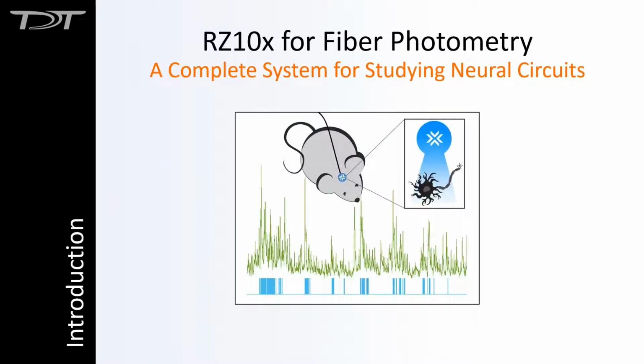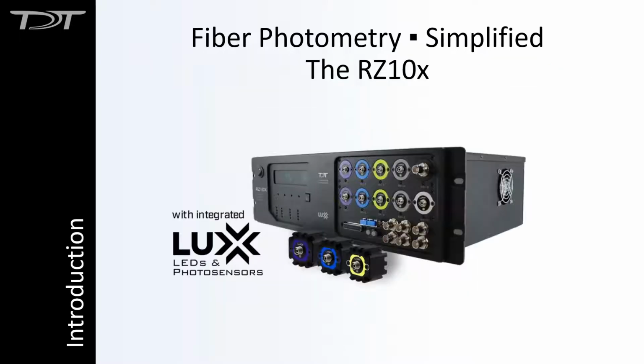So for the RZ10X, for our fiber photometry, we understand that these experiments you're conducting are typically in freely moving, behaving animals, and you're trying to integrate fiber photometry and behavior data, as well as potentially other biological signals, and have it all in one place and easy to view. And so that was our overall goal with developing the RZ10X: to create a single system that would encompass all of this data, have it all synchronized in one place, and most importantly, be easy to use. And so this is the RZ10X.